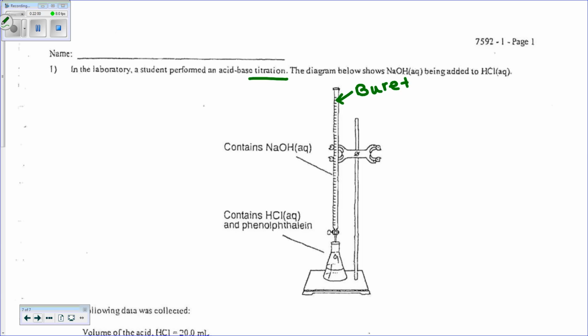And what you'll do, you would start, it says the burette contains NaOH, so the burette has a base in it. And it says your flask contains HCl. So HCl means here's your acid, and it also has phenolphthalein in it. So I'm going to look at the color change for phenolphthalein.